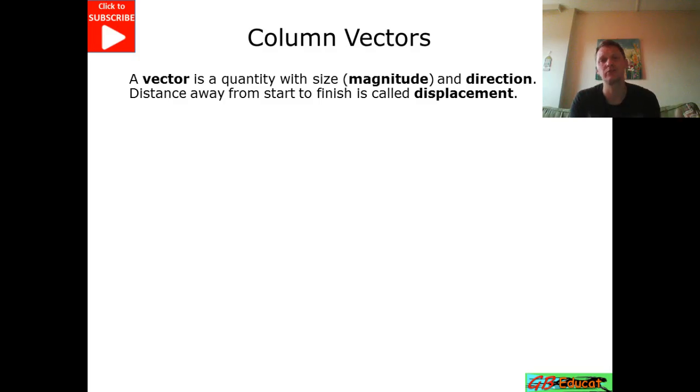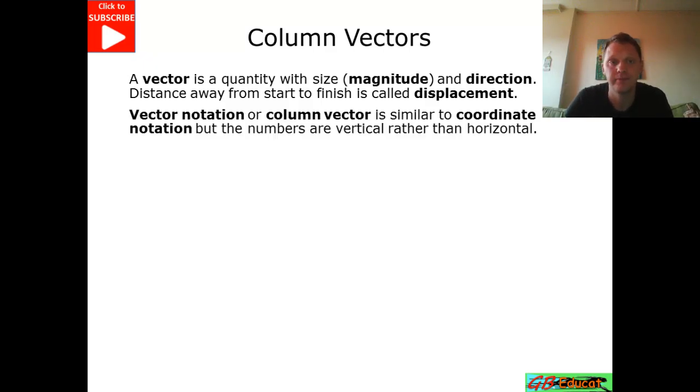So when we're talking about vectors, we're actually talking about a quantity which has magnitude and direction. In many cases, we're talking about a line which has a distance and a direction it's traveling from. When we are traveling away from a start to a finish, this is called displacement.